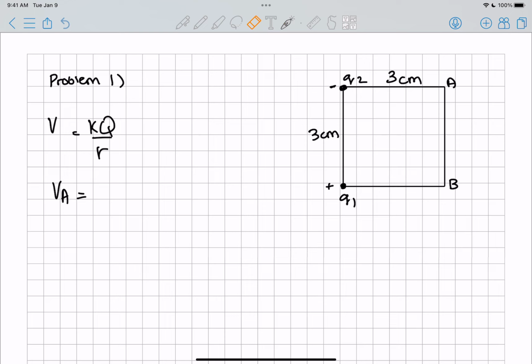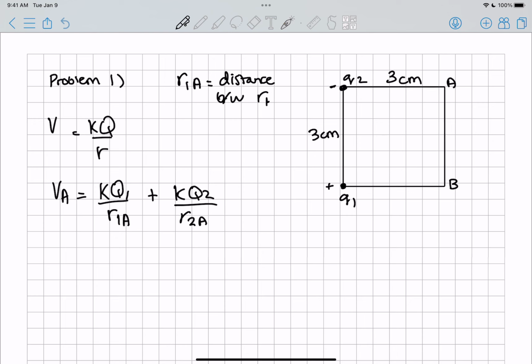So it's really just a matter of plugging things in. You have K Q1 over the distance between Q1 and A, so we can call it R1A, plus K Q2 over the distance between Q2 and A. So R1A is the distance between point A and Q1, and then R2A is the distance between A and Q2.